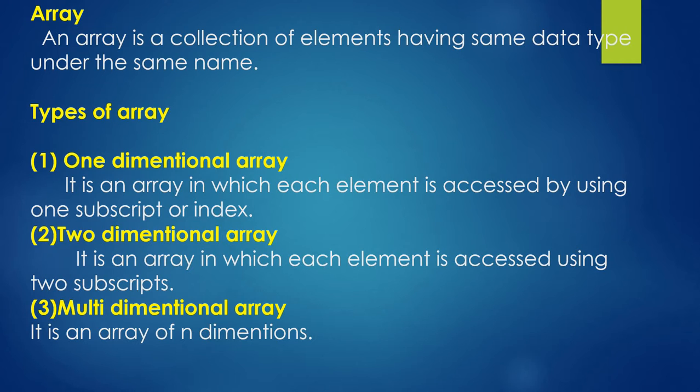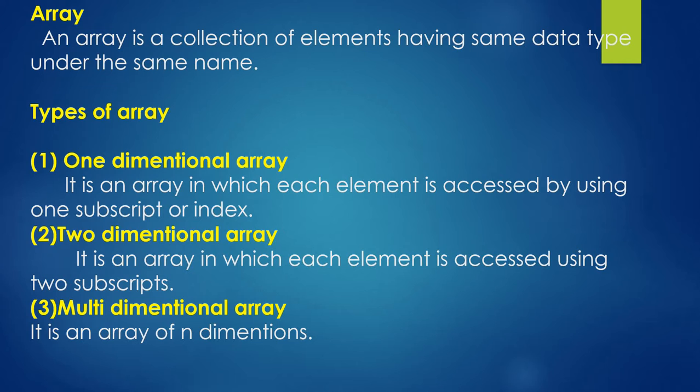A variable can hold one and only one element. But an array can hold multiple elements, a collection of elements having the same data type. Means all the elements are of the same data type. If it is an integer array, we can hold only integer values in that array. If it is a float array, we can hold only float values.